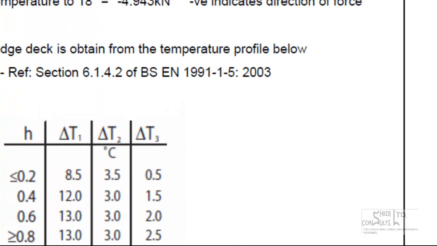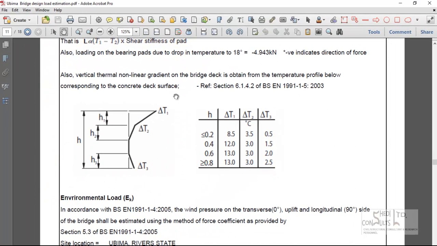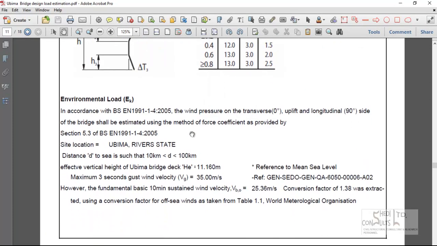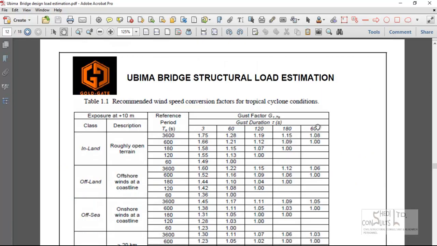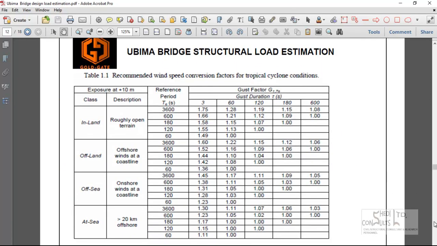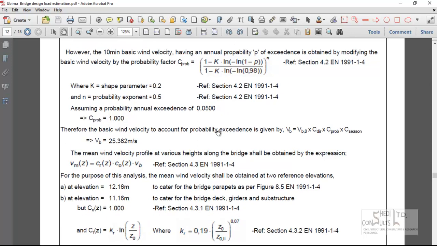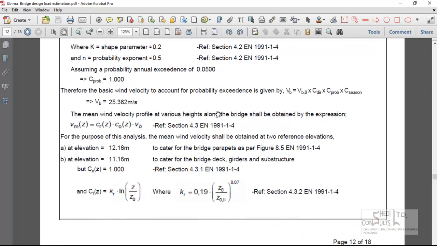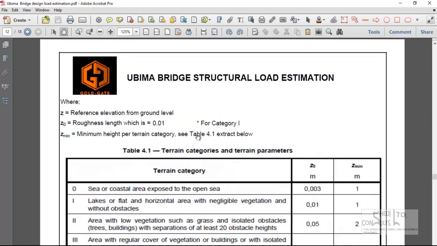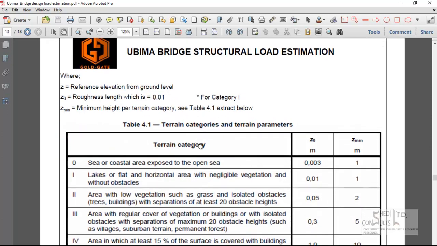Now, the code specifies that for the deck, you also have to analyze for vertical temperature variation. You'll see how we apply these instead. And then we have environmental loads that have to be calculated very, very comprehensively for the bridge. For bridge designs, you calculate environmental loads in three orthogonal directions: lateral, transverse, and vertical, that could cause uplifts. Okay, lateral, transverse, and vertical.